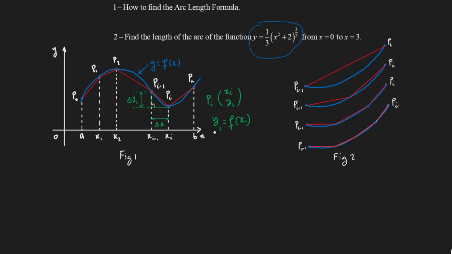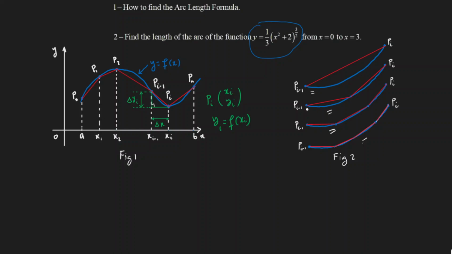Now, the more subintervals we have, the closer our polygon is to the curve C, as we can see in figure 2. Below here we have 4 subintervals, which make the polygon closer to the curve C compared to the third one, compared to the second one, and compared to the first one.